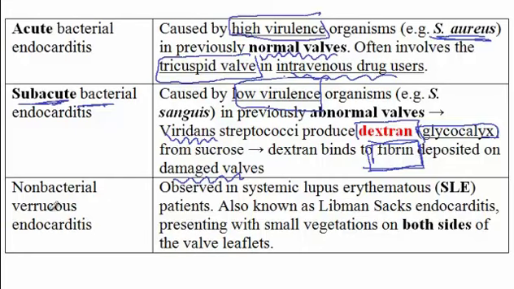And then the final form of endocarditis is non-bacterial verrucous endocarditis, which is seen in patients with SLE, and the other name for it is Libman-Sacks endocarditis. And one high-yield point is that there would be vegetations on both sides of the valve leaflets.